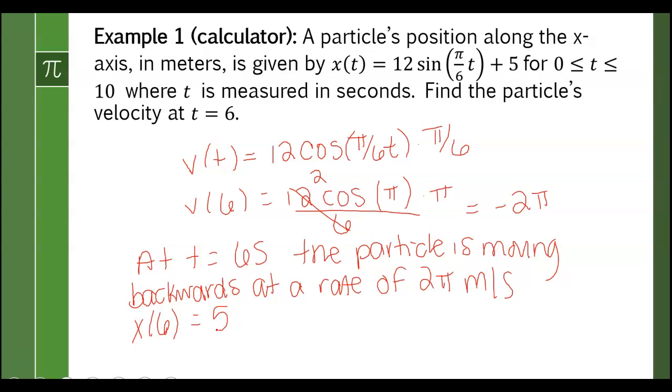So because the particle is 5 units to the right of the origin, but now it's moving backwards, it is moving towards the origin. Exactly. If x of 6 was negative 5, it would be away. Exactly. Yep. So in this case, the particle is moving towards the origin.